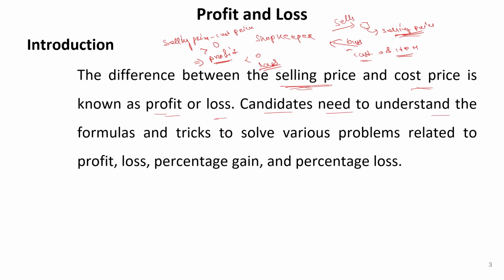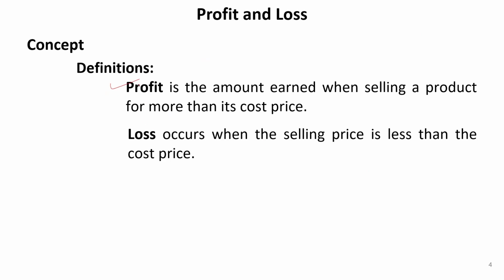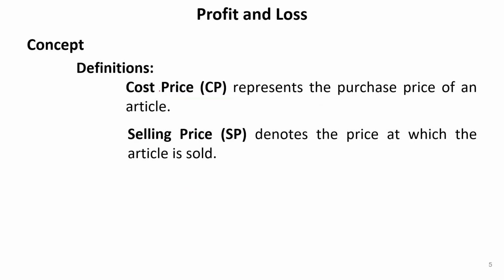Candidates need to understand the formulas and tricks to solve various problems related to profit, loss, percentage gain and percentage loss. So let's go forward and learn these things. The definition of profit is the amount earned when selling a product for more than its cost price, as we have already discussed. And loss occurs when the selling price is less than the cost price. Cost price represents the purchase price of an article or item, and selling price denotes the price at which the article is sold.